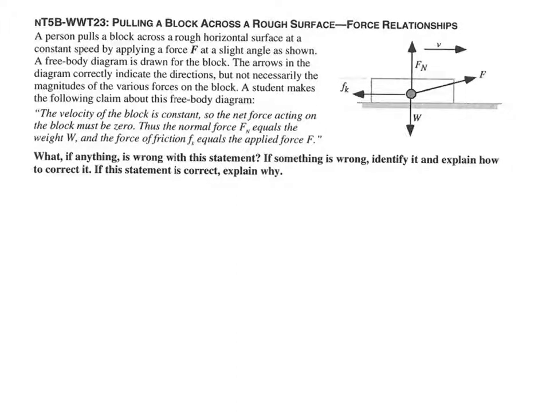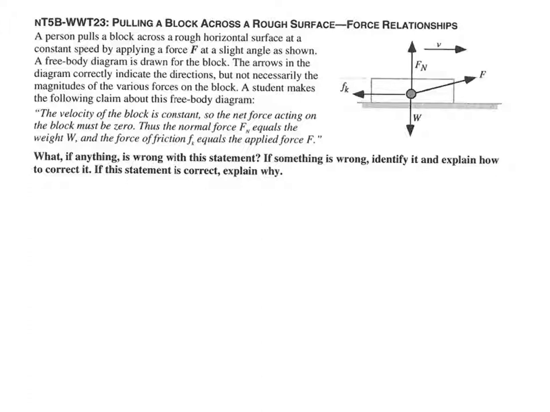Chapter 6, Sample Problem Number 3. A person pulls a block across a rough horizontal surface at a constant speed by applying a force F at a slight angle as shown. A free body diagram is drawn for the block. The arrows in the diagram correctly indicate the directions, but not necessarily the magnitudes of the various forces on the block. A student makes the following claim about this free body diagram.